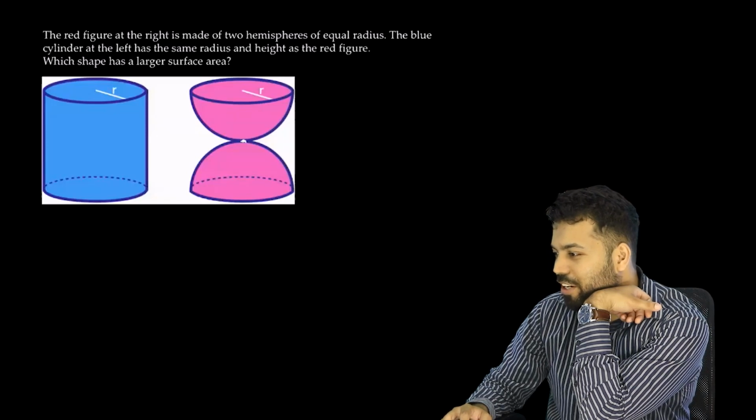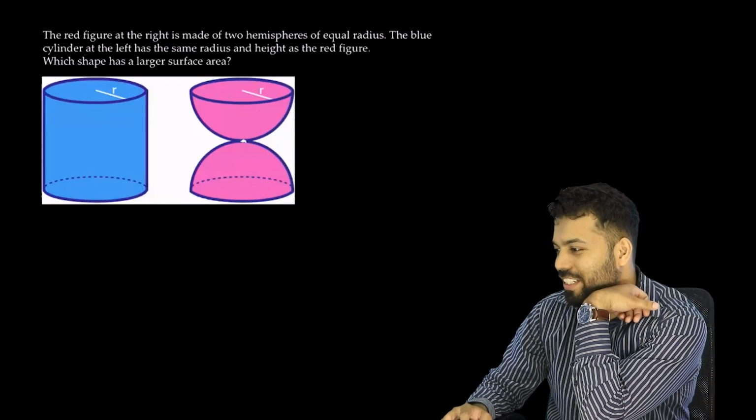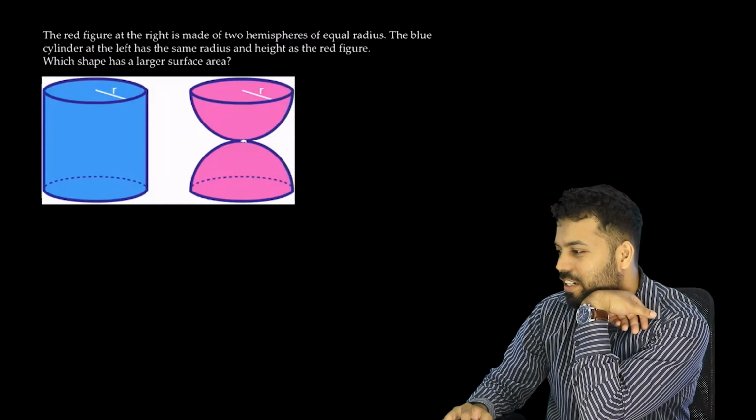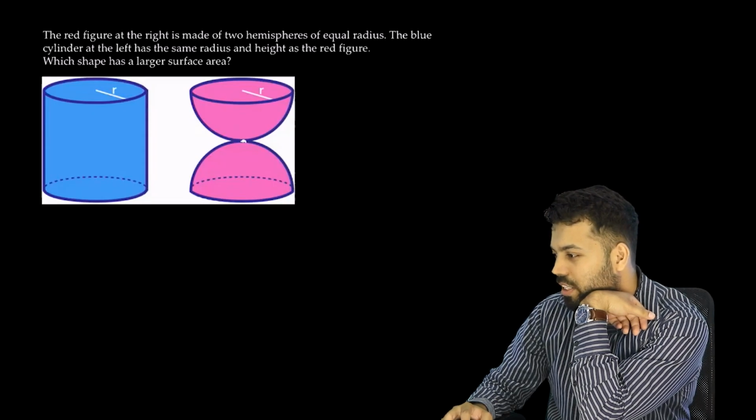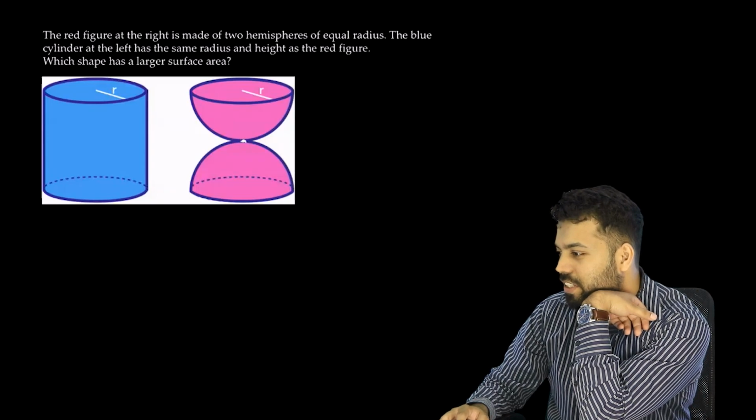Okay, I wanted to write which figure, but I wrote which surface area. Fine. So, most of you have written red. Some of you have written blue and some of you have written equal areas. Let's see what the answer is.